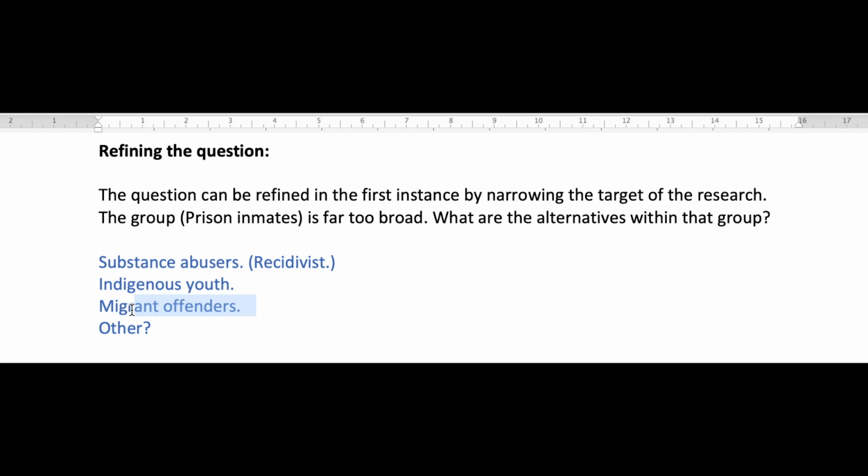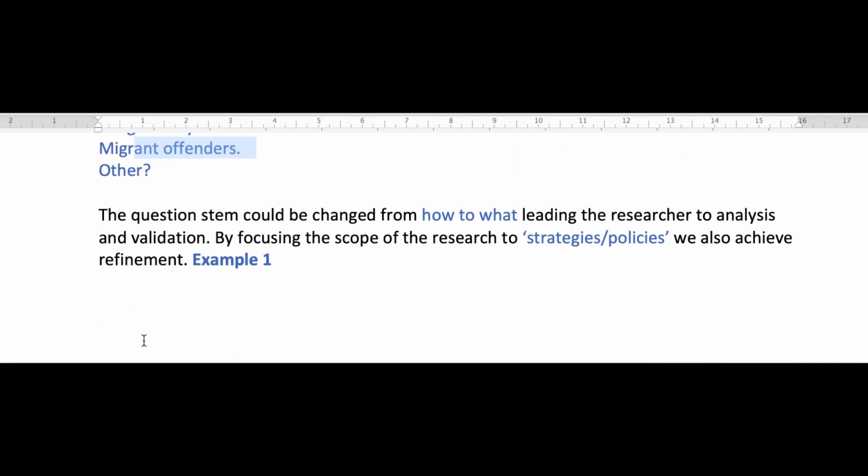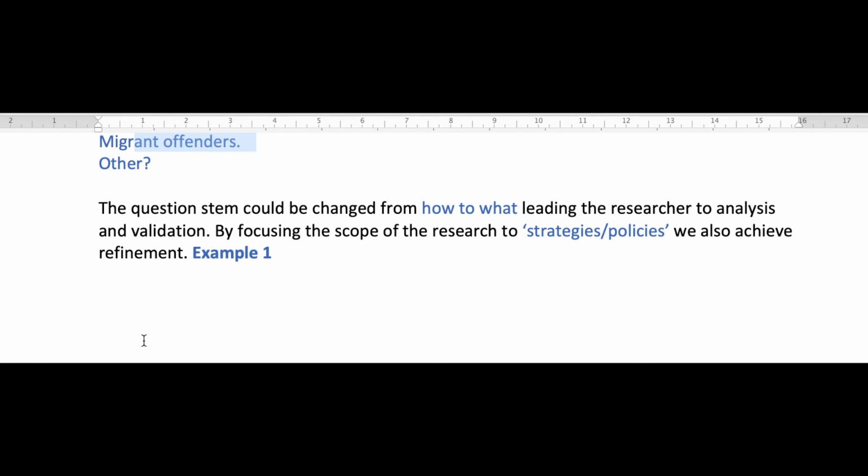We could look even, perhaps slightly broadly, at the idea of youth offenders, even though that particular group is a very large and diverse group on its own. And perhaps too often youth are regarded as having common ideas and a common sense of purpose. The question stem could be changed from how to what, leading the researcher to analysis and validation. By focusing the scope of the research to something like strategies or policies, we also achieve a similar sort of refinement.